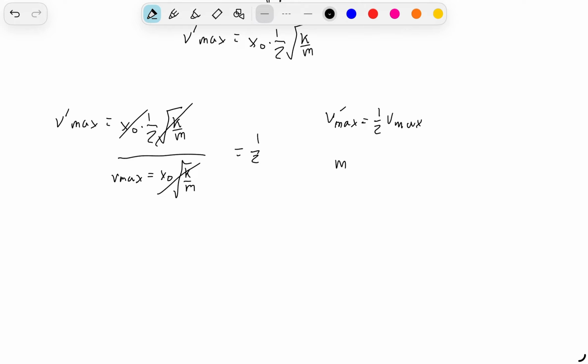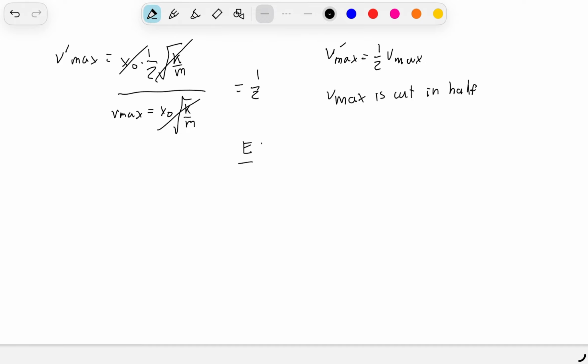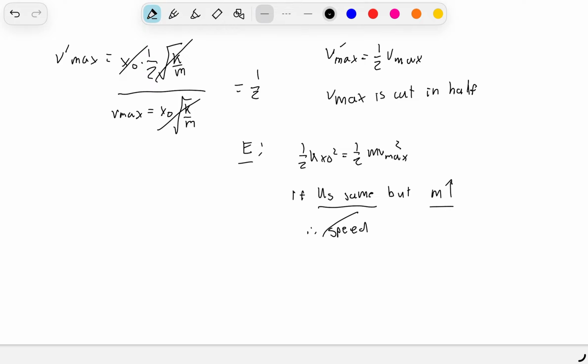So your v max is cut in half, which makes sense because from energy we had 1/2 k x naught squared equal to 1/2 m v maximum squared. So if your U_S is the same, but your m increases, that means that your speed, your v, has to decrease in order to maintain this equality.